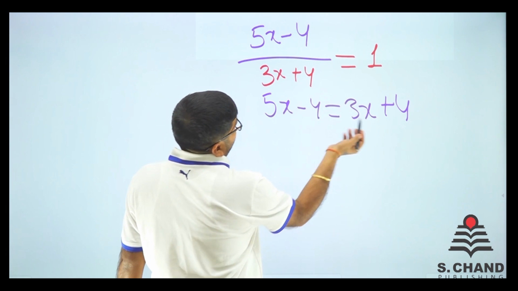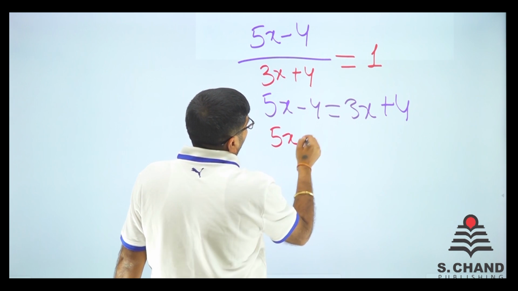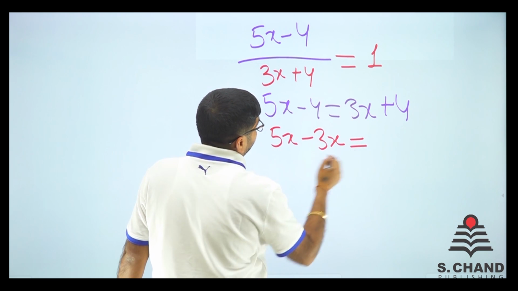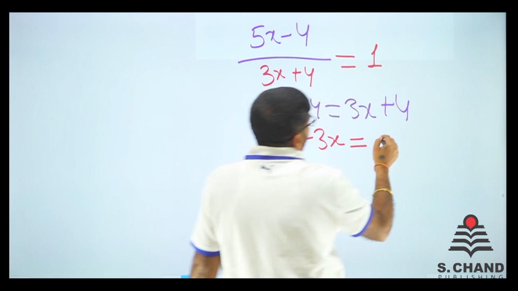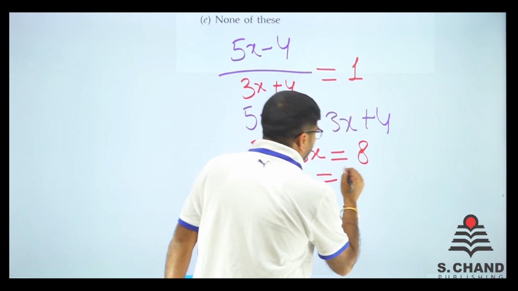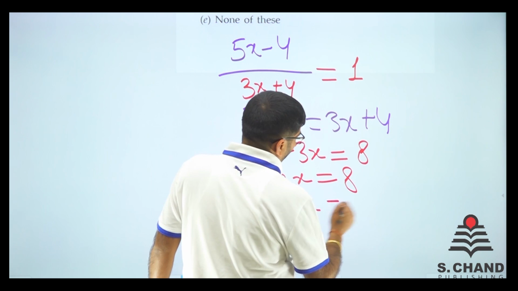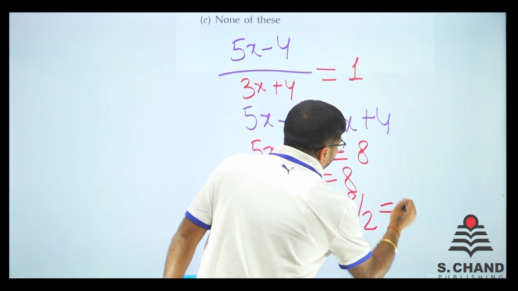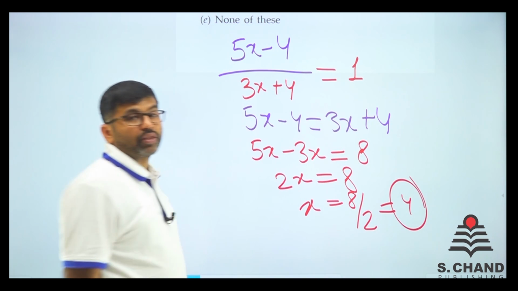So 5x minus 3x, take x to one side. Minus goes to the other side and becomes plus, so 4 and 4 becomes 8. So 2x becomes 8, right? So x is equal to 8 by 2, that is 4. So the value of x is 4, right?